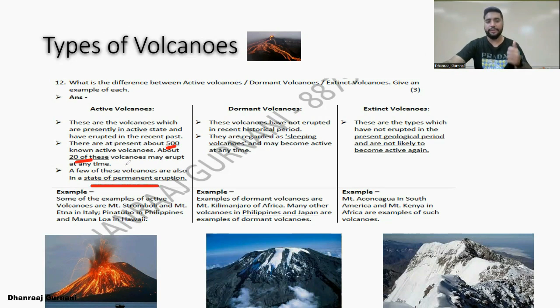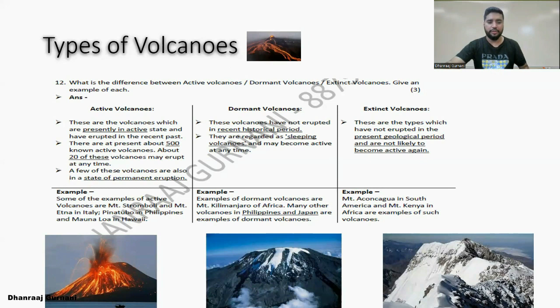So revising, they are presently in an active state. They have erupted in the recent past. There are at present 500 known active volcanoes, out of which 20 volcanoes may erupt at any given point of time. They are also known as volcanoes which are in the state of permanent eruption.